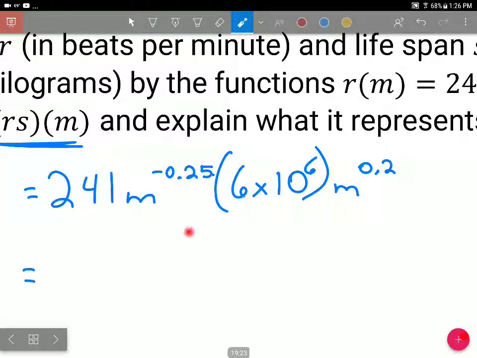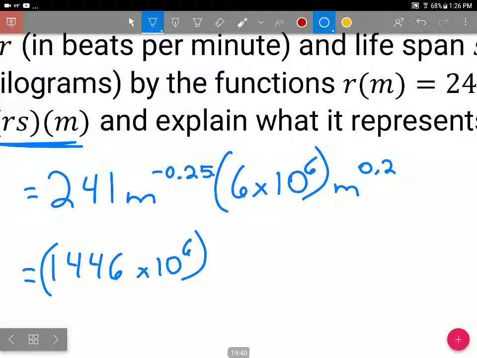I know you know that. Pull it out. It is 1,446 times 10 to the 6th.